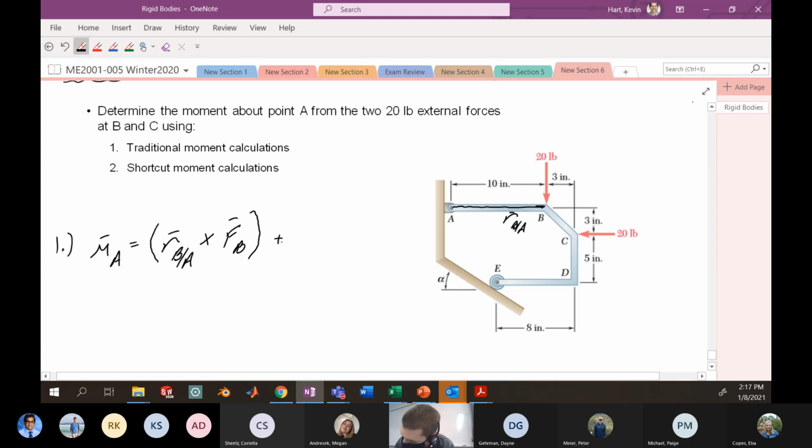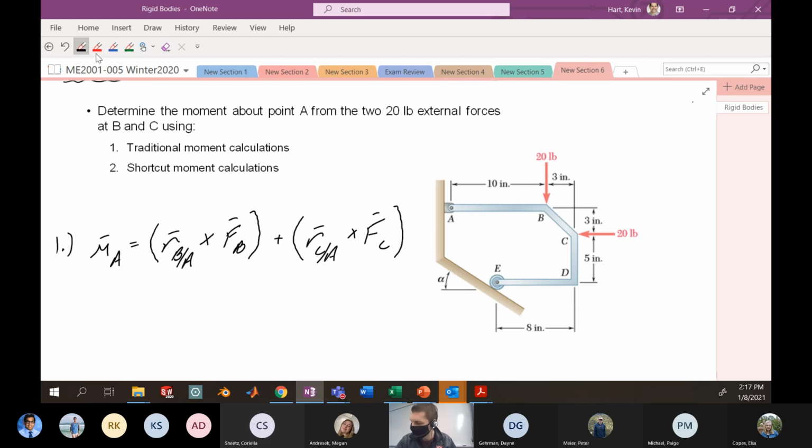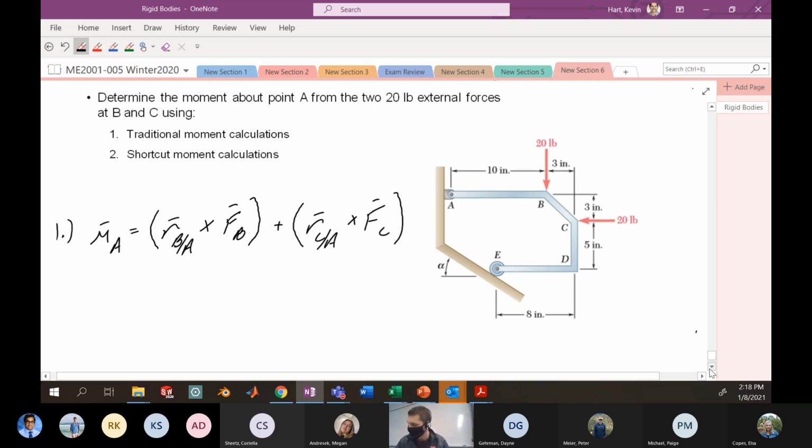And I'm going to add to this the contribution from this 20-pound force, which is the position vector arriving at C from A, crossed with my force at C. Again, my position vector that arrives at C from A is here. Here's r_CA. Okay. Well, let's define each one of these things. I think it should be pretty straightforward. And then we'll do the calculation.